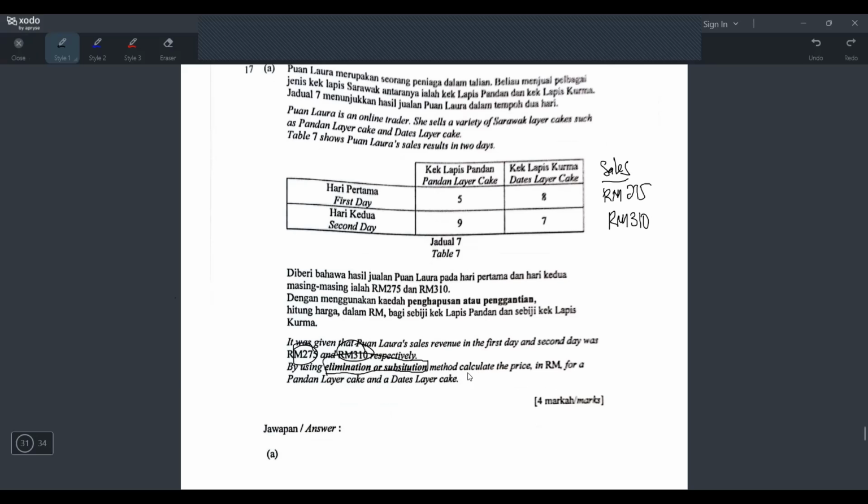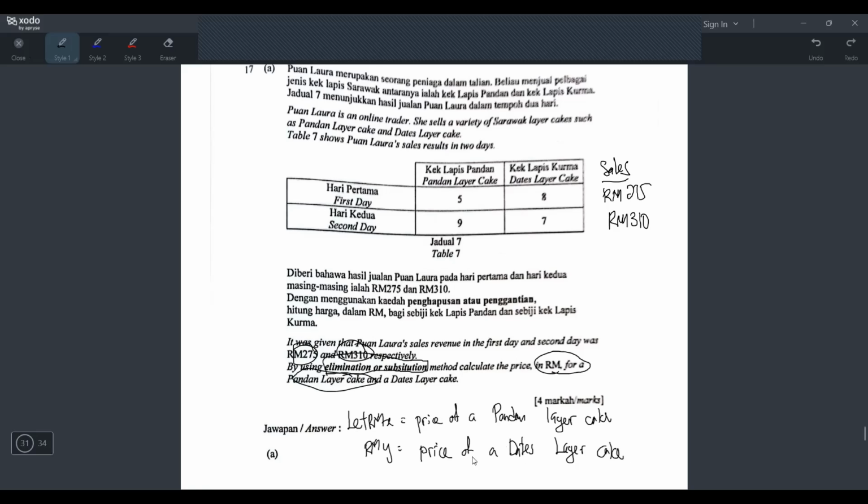Since this is a simultaneous equation, I always teach students to look at the last line and see what they want. And then whatever they want, you just make it x, y. So you will let x equal what, y equal what. What do they want to find? Price of one pandan layer cake. So x will be the price of a pandan layer cake. Make sure you don't write x equals pandan, y equals dates layer. You have to write specifically that it is the price. So y also represents price, but it's the price of one dates layer cake. So you just follow like this. It means the x and y should be in RM because they are both price.